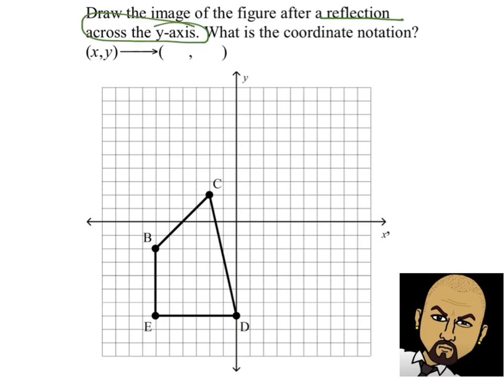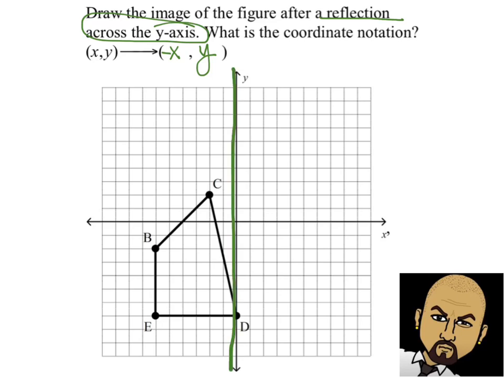Here we're going to reflect across the y-axis. Now, when we do a reflection across the y-axis, the y value is going to stay the same. Now, what's going to happen to the x-coordinate? Well, the x-coordinate is going to become the opposite. Again, we show the opposite of x by multiplying by -1, and that's where we get the negative x from. All right, so let's go ahead and reflect this polygon across the y-axis.